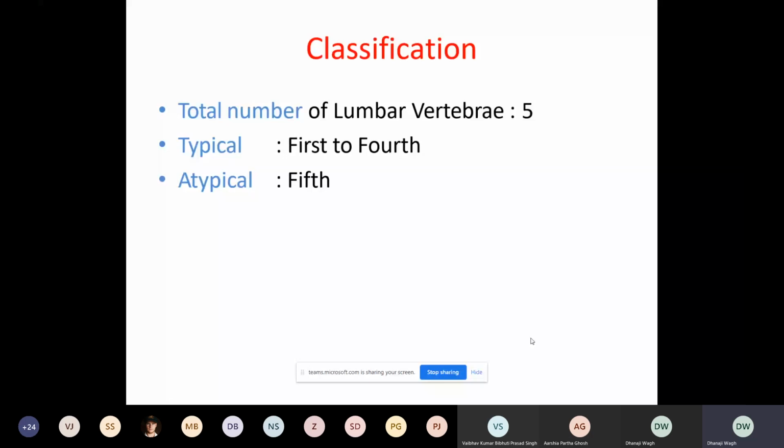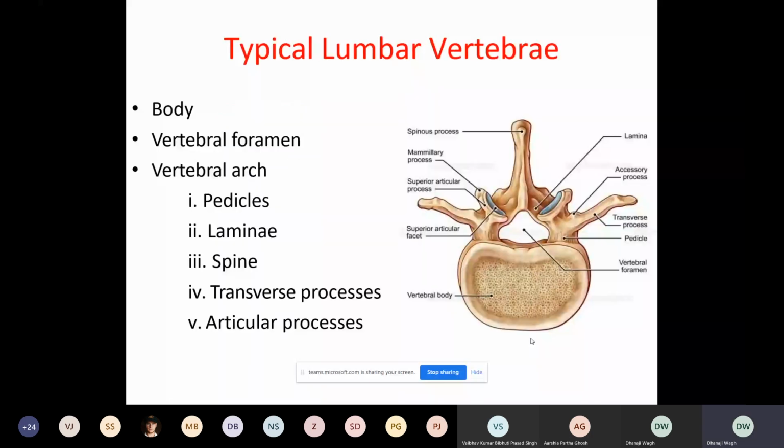The body is large. It is wider from side to side than from before backward. Now, be careful: this is a two-dimensional diagram, but remember its body is greater in height anteriorly than posteriorly, and this difference contributes to the forward convexity of the lumbar spine.